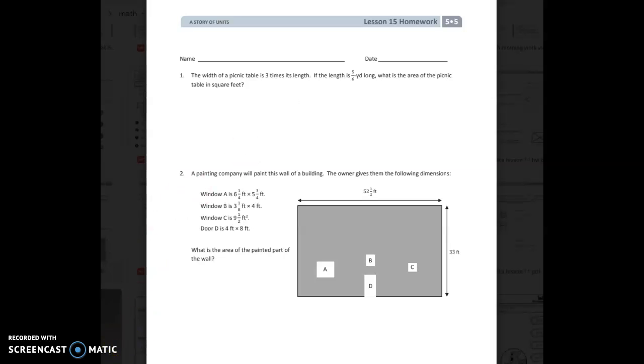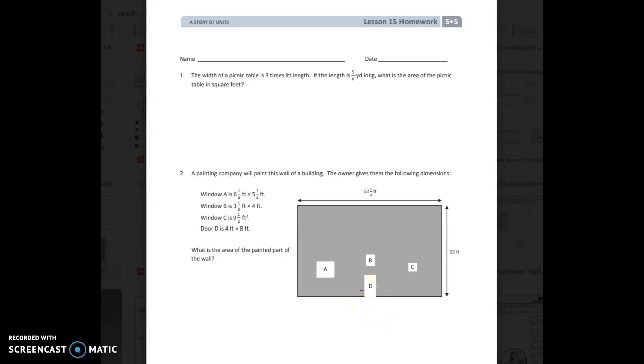Okay, for number 2 now. Number 2 says a painting company will paint this wall of a building, and this is the wall here that they're talking about. The owner gives them the following dimensions. Here are the dimensions over here. It's saying window A and what the dimensions are, window B, window C, and window D, or the door for D.